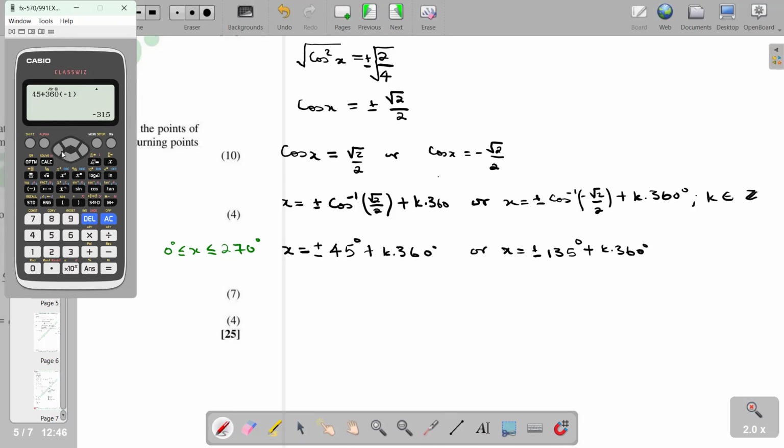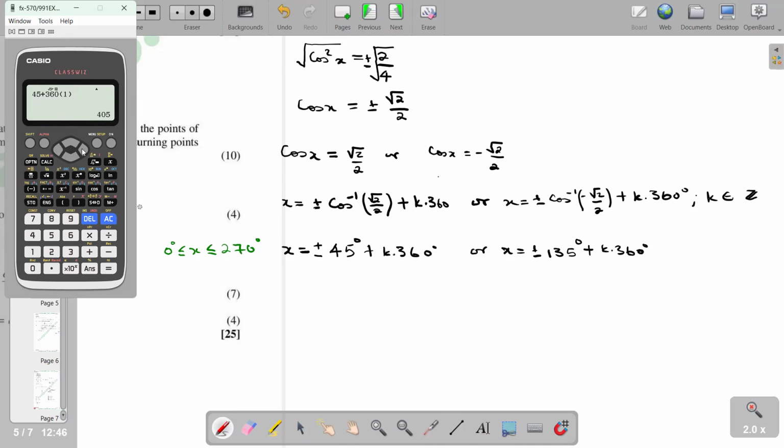Let's substitute 0 where there is k. If we substitute 0, we are getting 45 degrees. And as you can see, the 45 degrees is within the range here. So one of our solutions is 45 degrees. Let's go and substitute 1 where there is k. We are getting 405, which is outside the range. So here we got 45 degrees.